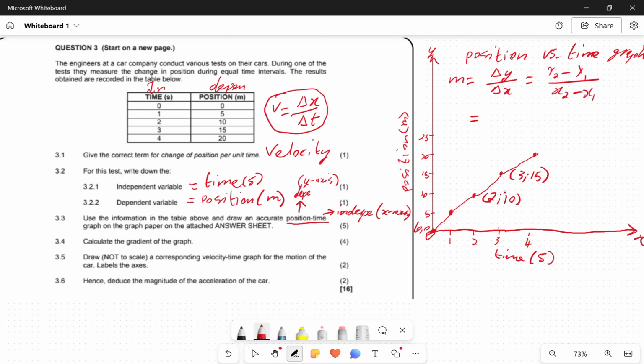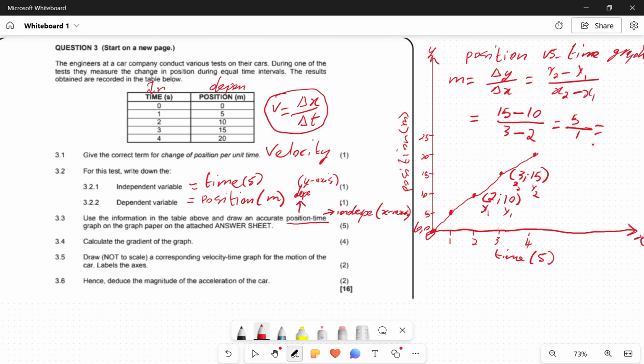Okay, now let's find our gradients. We'll label this one x1, y1, x2, y2. Now let's substitute. What is our y2? It's 15 minus our y1, which is 10, divided by our x2, which is 3, minus our x1, which is 2. What is 15 minus 10? It's going to be 5. And what is 3 minus 2? It's 1.